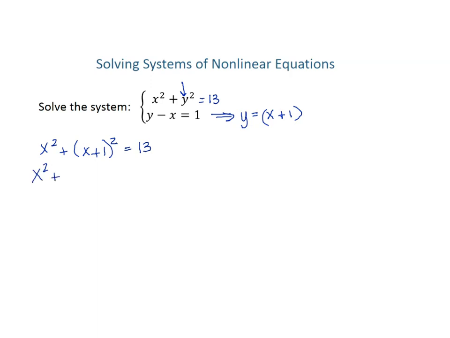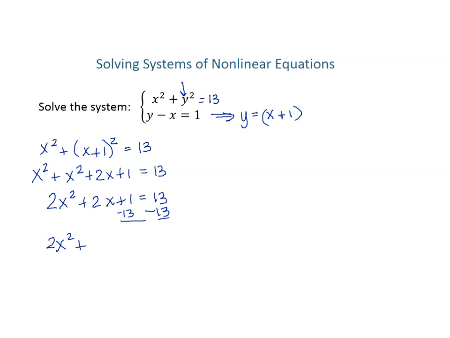And I have to FOIL that out. So when I FOIL x plus 1 times x plus 1, I get x squared plus 2x plus 1. And let's combine our x squareds. We've got our like terms. We've got 2x squared plus 2x plus 1 is equal to 13. To solve it, it's a quadratic, so get it equal to 0. Let's move this over. So we've got 2x squared plus 2x minus 12 equals 0. I'm going to write that one up here.